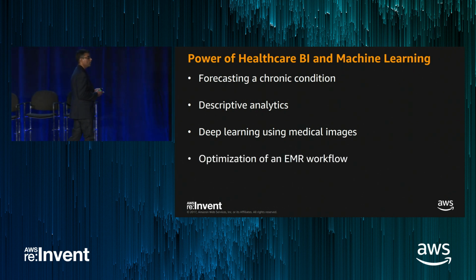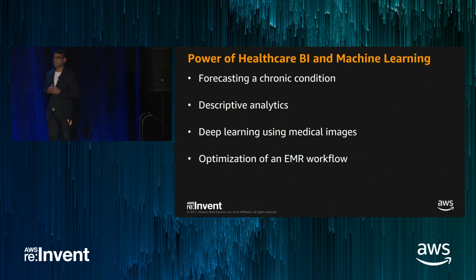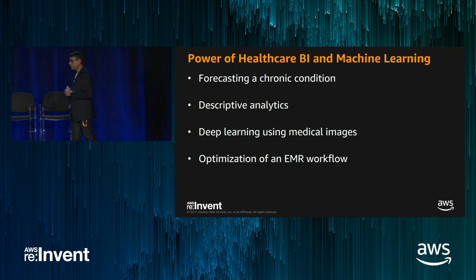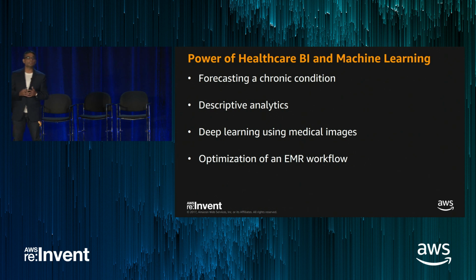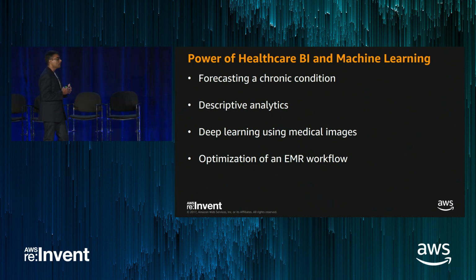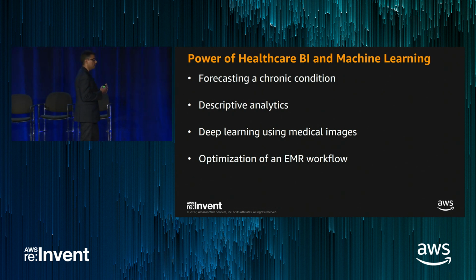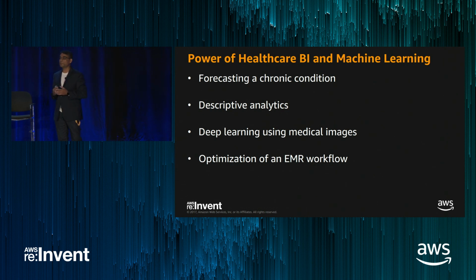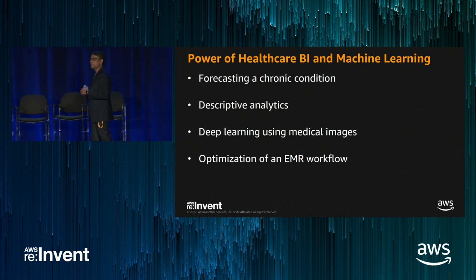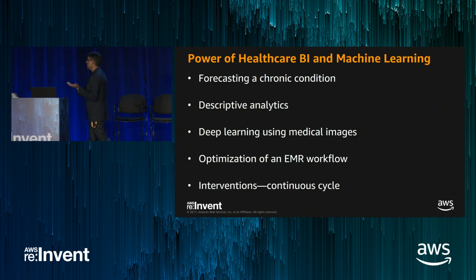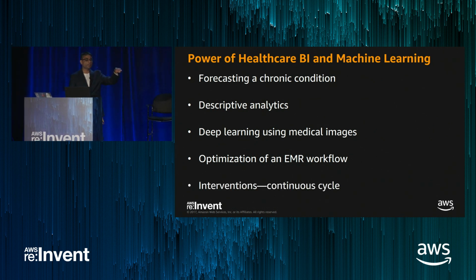Optimization of an EMR workflow. And EMR, this is not Amazon EMR, this is Electronic Medical Record system, or EHR. In hospitals, we use this EMR system for labs, for medications, for encounters, right? Our clinicians, physicians, and nurses use these EMR systems for the majority of the day when they're not treating patients, okay? So how to optimize this is also part of analysis. And then interventions. It is a continuous cycle, right?